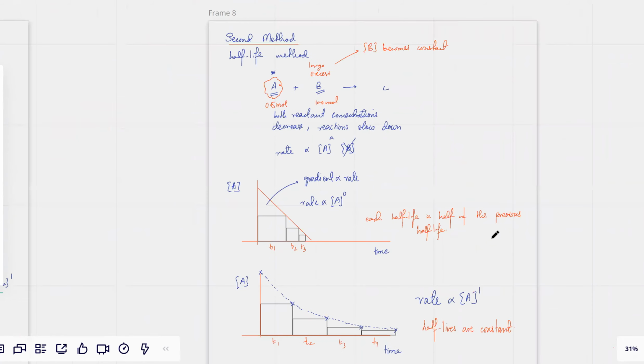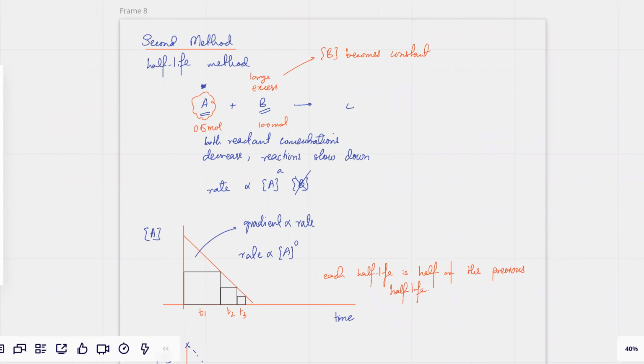TK, is this the previous one? Is this all clear? Yes, sir. TK, Minahil, Abdullah, is this clear?